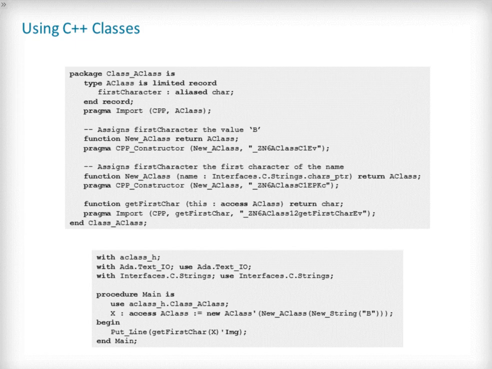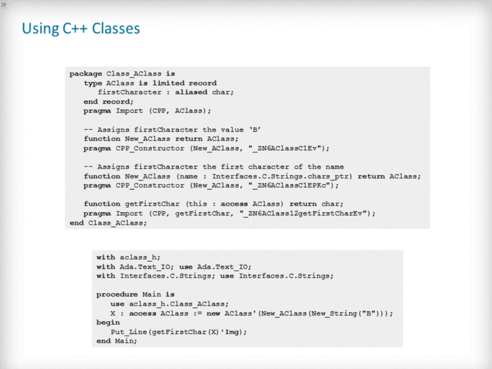Please assume that the default constructor assigns the value B to the attribute firstCharacter, and the constructor that accepts a string pointer assigns the firstCharacter attribute with the first character from the supplied string. There is a representation of the class's destructor, plus a publicly available subprogram called getFirstChar that returns the firstCharacter attribute. An Ada main program is now free to instantiate objects from this representation of the C++ class.